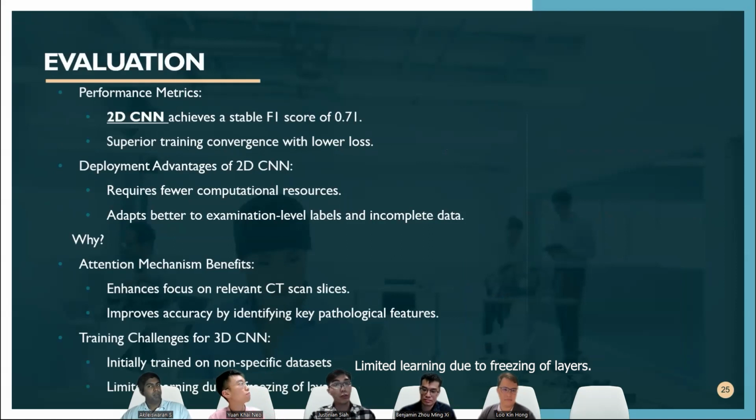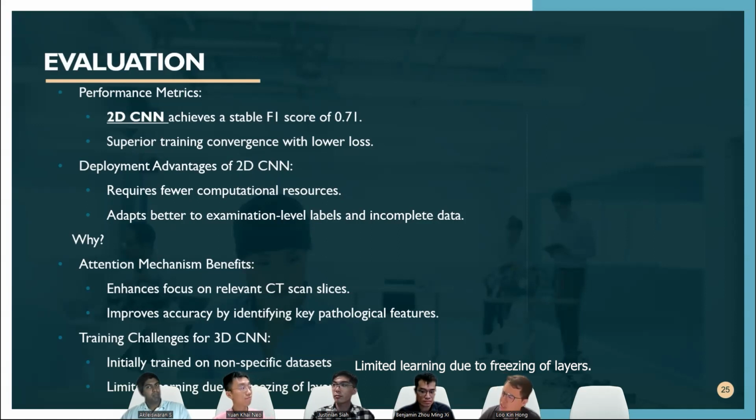When we look at the performance individually, the 2D CNN definitely performs better. As you can see, it achieves a higher F1 score of 0.71. So 2D models generally require a lot less computational resources and are far more adaptable when having an incomplete dataset, as we have highlighted earlier.